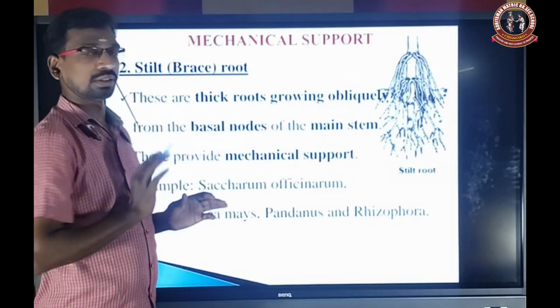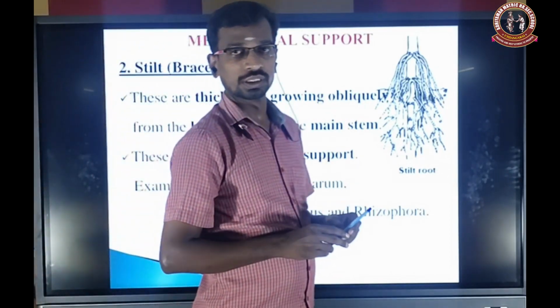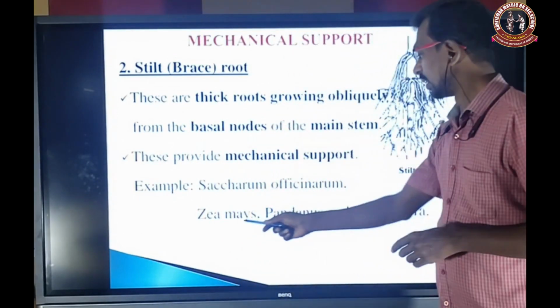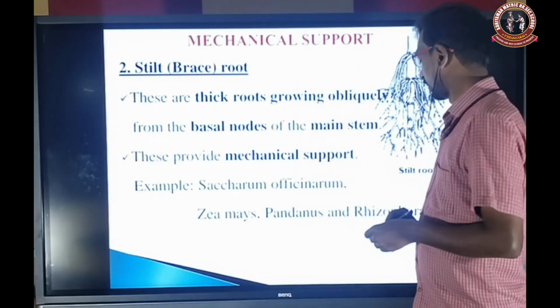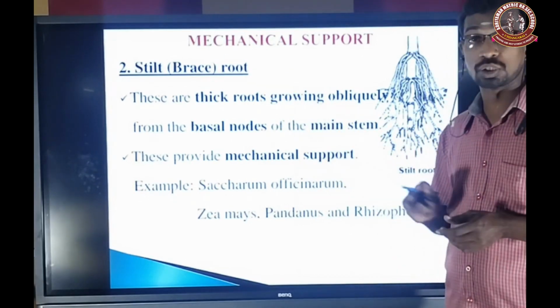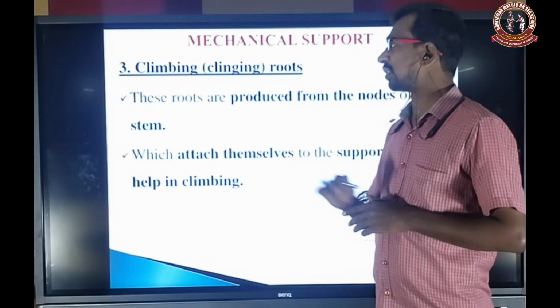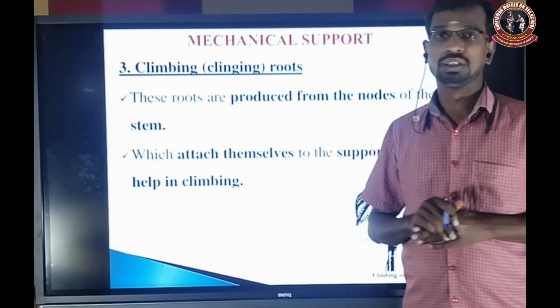It provides a mechanical support. Example, Saccharum officinarum, that is sugar cane. Saccharum officinarum, Zea mays, Pandanus, Rhizophora. So these are the examples for the stilt or prop root. The other mechanical support is the climbing or clinging root.